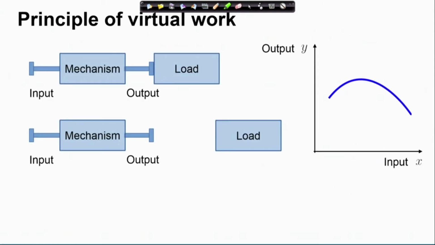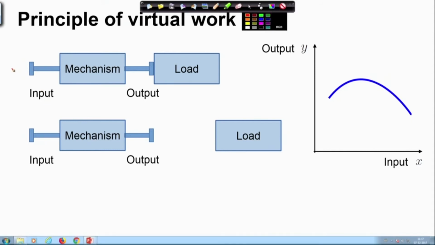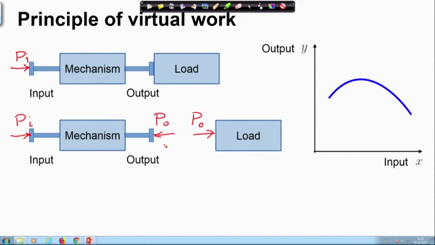So, here again I explain the principle of virtual work for a mechanism that we are going to use. I have a mechanism at the input of which I have some input force, that is P I, and at the output it is driving a certain load. So, this mechanism is given some input force and the load is driven by a certain force P O, which is provided actually by the mechanism, and on the mechanism therefore, by Newton's third law I must have P O in this direction.